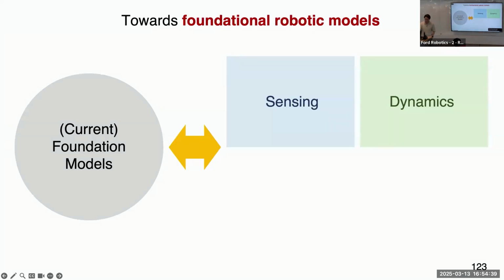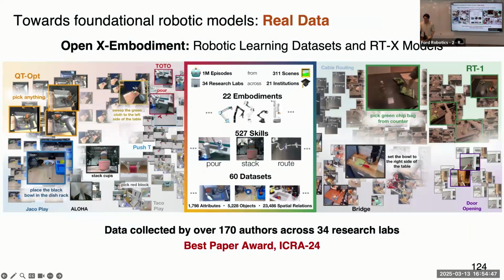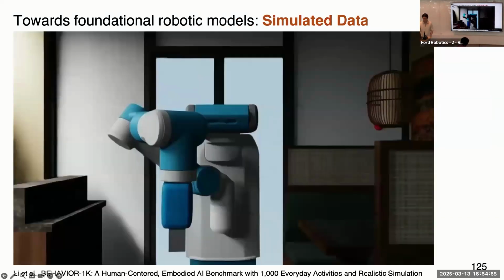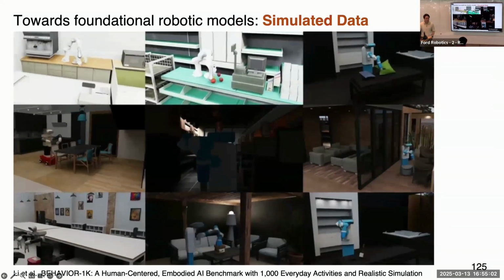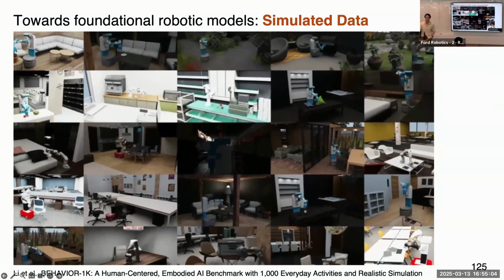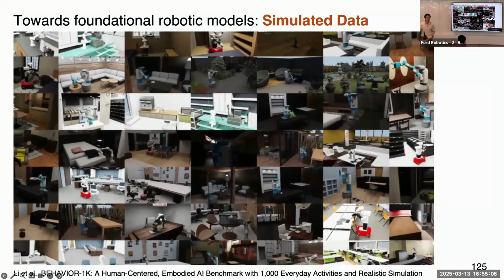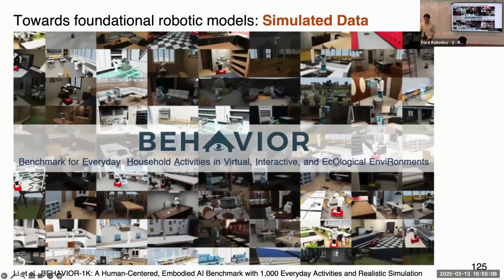And then the third pillar, arguably, and you won't be surprised, is the data, in order to scale things up. Our lab has been involved in OpenX, which collects a large amount of robot data across a range of robotic institutions to aggregate real data. And in collaboration with Stanford, we are also continuing the development of the BEHAVIOR benchmark, which is trying to do scalable generation of simulated data.